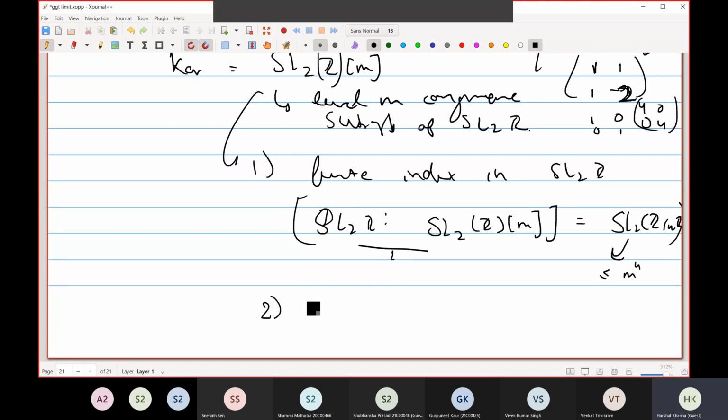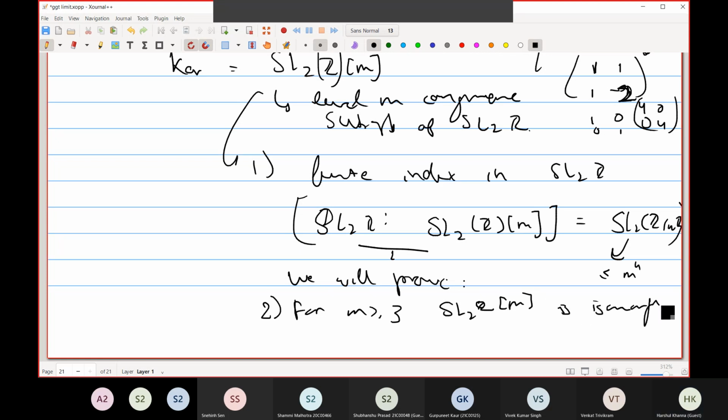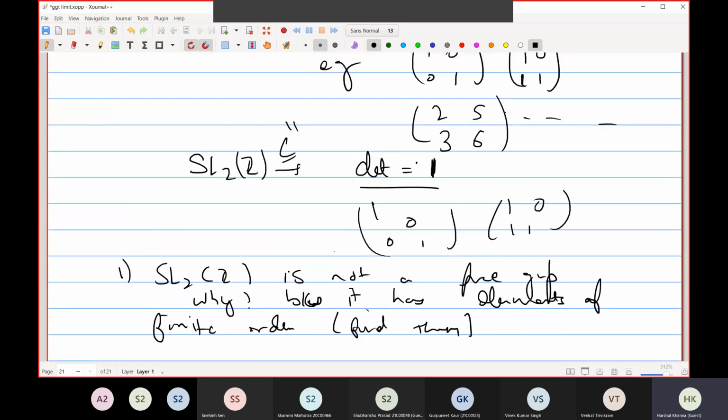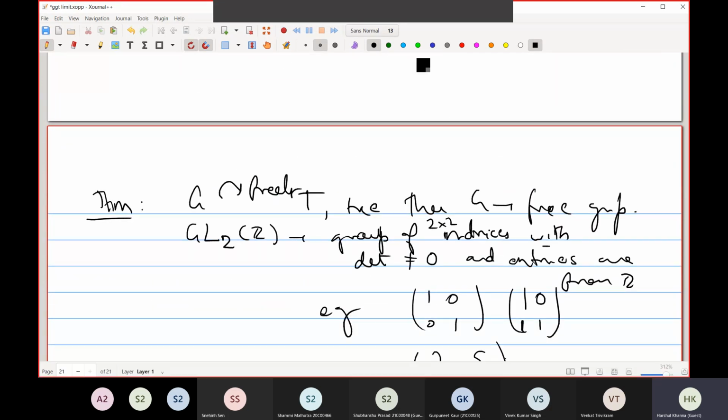We will prove that for M greater than or equal to 3, the congruence subgroup is isomorphic to a free group. How will we do this? This is a good application of the theorem. We will apply this theorem and give a tree that it acts on freely. Then we will conclude that it is a free group.